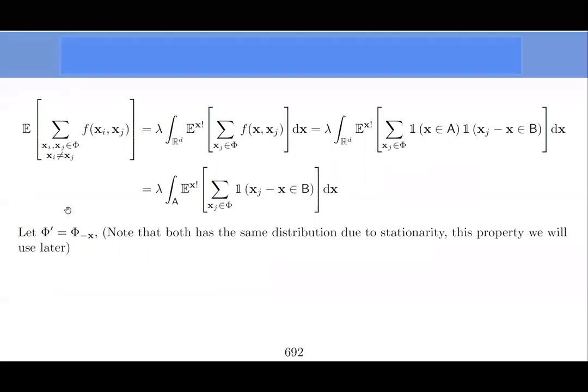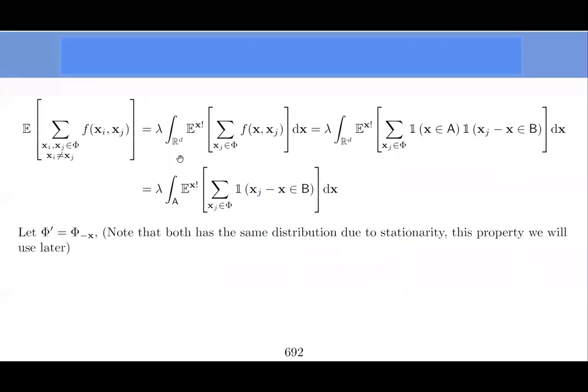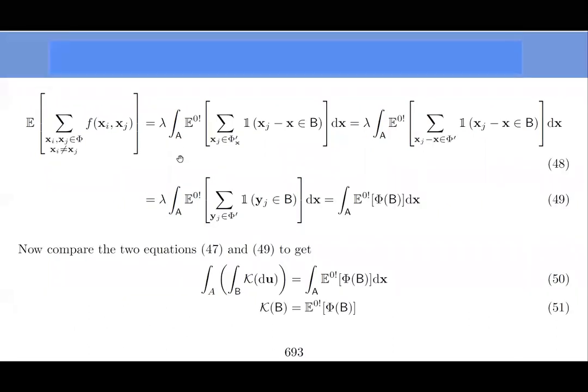I can define phi dash, which is equal to phi shifted by minus x, and both will have the same distribution. This means if there's a point at x, then phi dash will have a point at 0. xj minus x will become xj in phi dash. So this integration will become... that's why I can write this, that phi dash.